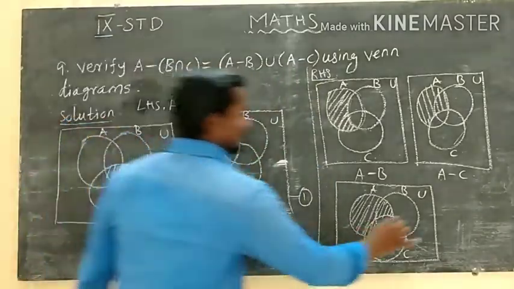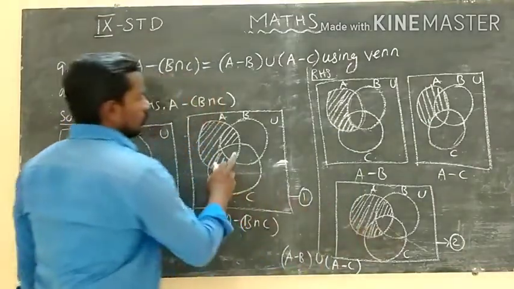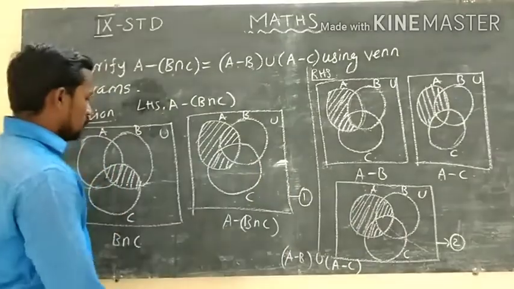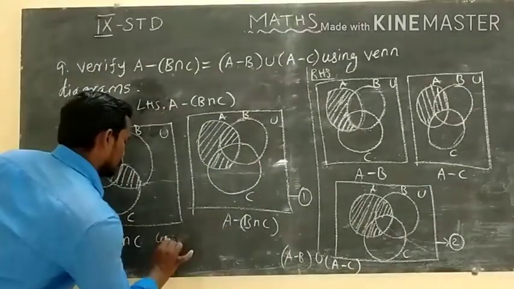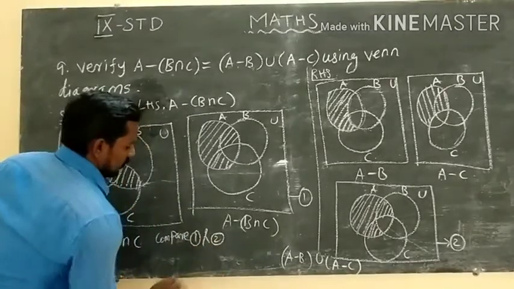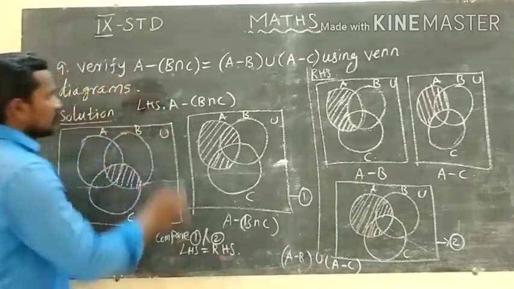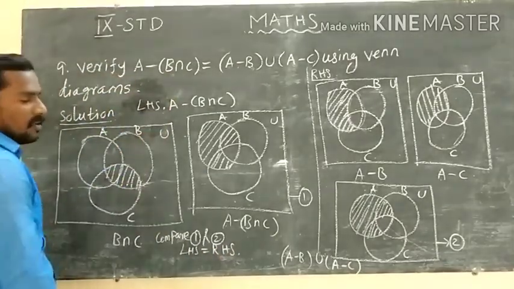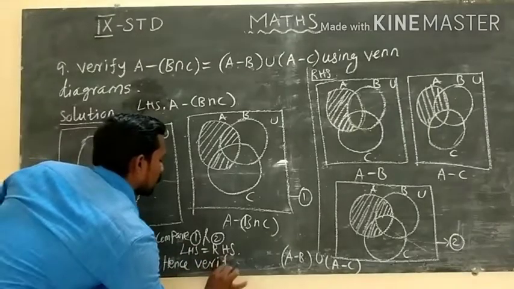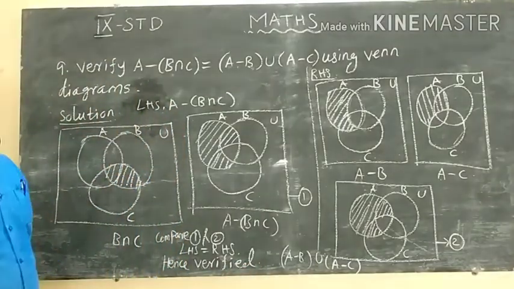So compare. This is number 2. Compare 1 and 2. These two figures give the same result. So comparing 1 and 2, we get LHS equal to RHS. That means the result is verified. Hence verified. Have you understood the Venn diagram question?